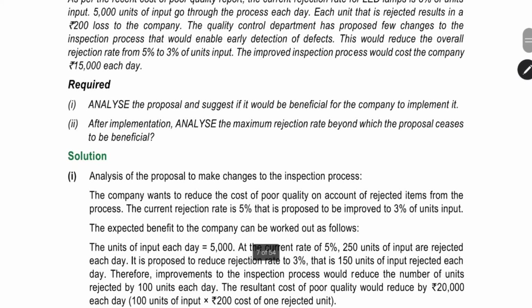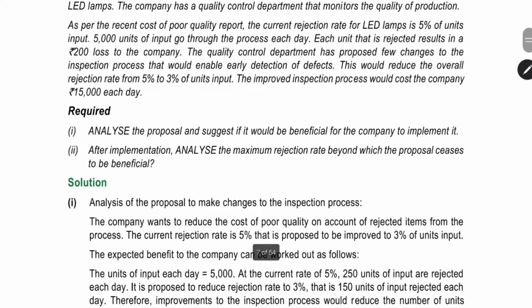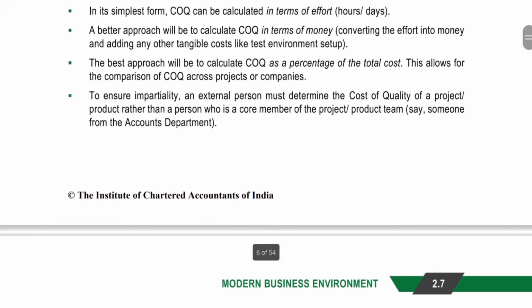The next part of the question is that after implementation, analyze the maximum rejection rate beyond which the proposal ceases to be beneficial. What is the level after which the proposal will not be beneficial? That is what they are asking.